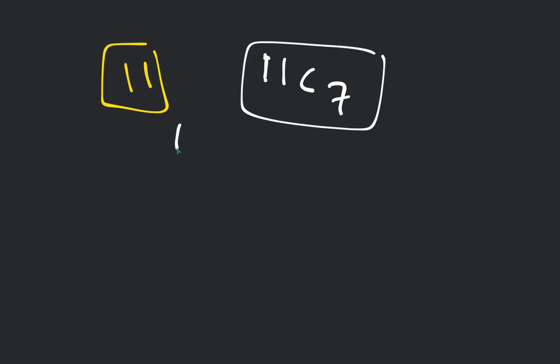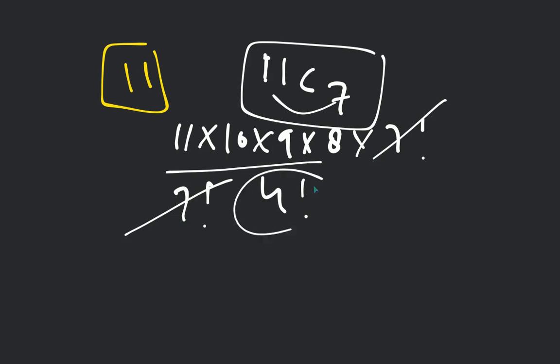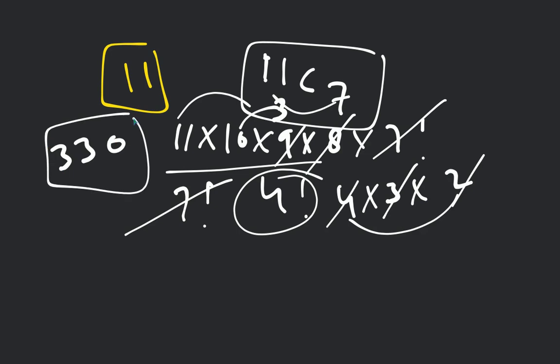I can solve it: 11 into 10 into 9 into 8 upon 7 factorial. 7 factorial will be cancelled out, into 7 factorial upon 11 minus 7, which is 4 factorial. Now 4 factorial is 4 into 3 into 2. 4 into 2 will become 8, 8 goes down, then 3 into 10 is 30, 30 into 11 is 330. 330 ways will be the answer for the first one.